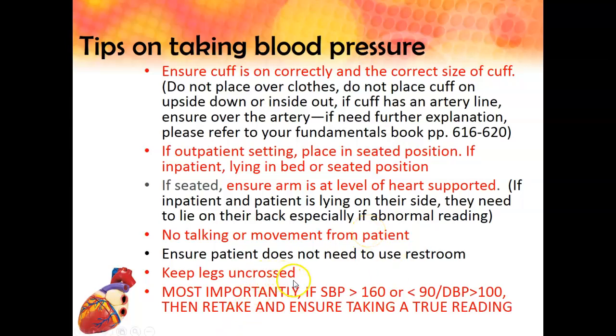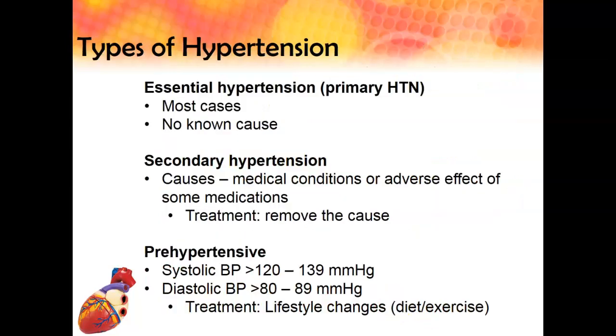Again, legs need to be kept uncrossed. And most importantly, if the systolic is greater than 160 or less than 90, or the diastolic blood pressure is greater than 100, then you need to retake it and ensure you're getting a true reading. Since a lot of times we use electronic blood pressure cuffs in the hospital, make sure that you retake it. I would also suggest using a manual cuff if possible, for reliability purposes. If you're going to do that, allow some time between the measurements, 10 to 15 minutes. You don't want to do it right away.